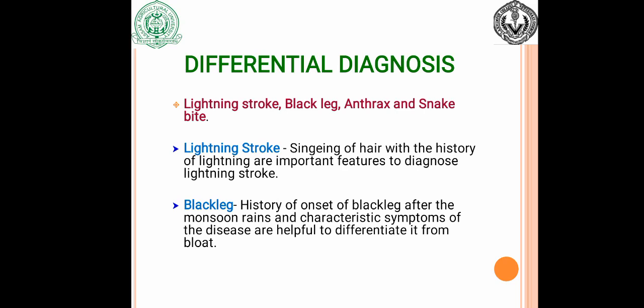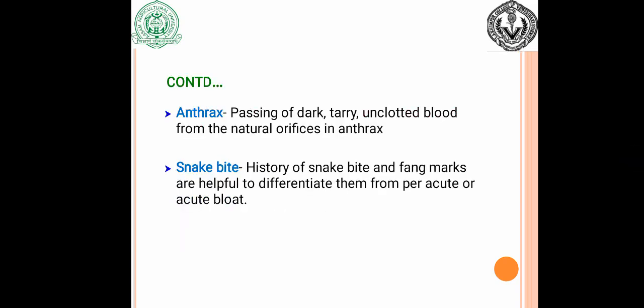Lightning stroke. Singeing of hair with a history of lightning are important features to diagnose lightning stroke. Black leg. History of onset of black leg after the monsoon rains and characteristic symptoms of the disease are helpful to differentiate it from bloat. Anthrax. Passing of dark tarry unclotted blood from the natural orifices in anthrax. Snake bite. History of snake bite and fang marks are helpful to differentiate them from par-acute or acute bloat.